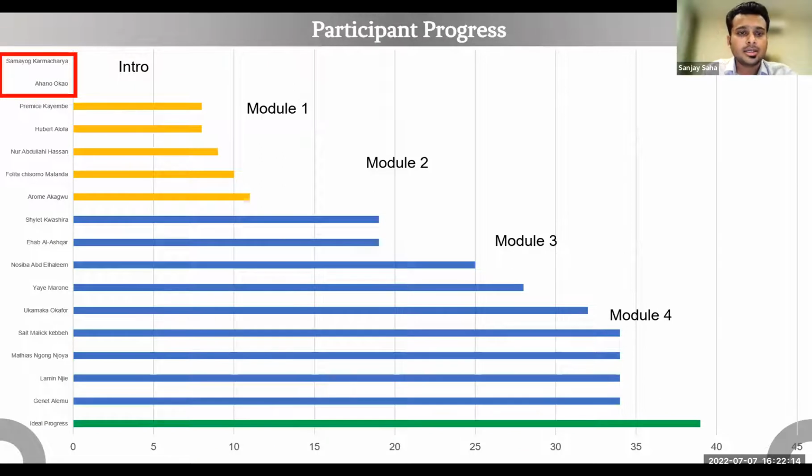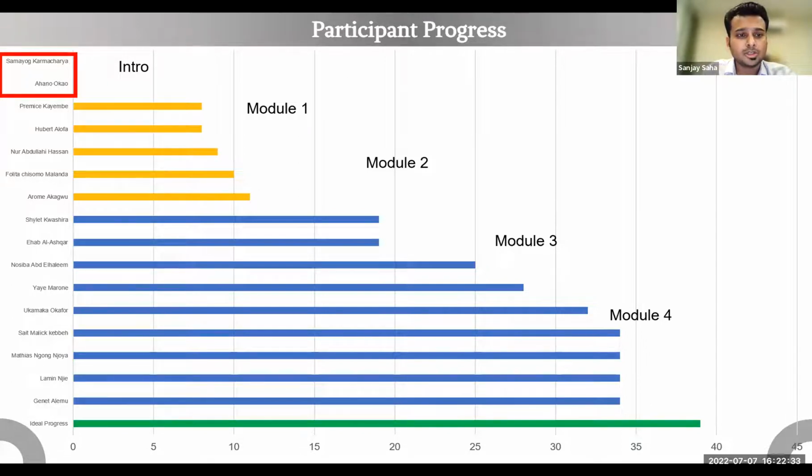So moving on, this is here the participants' progress that I was talking about before. On the green line, if you see the ideal progress somewhere until the mid of module 4, the majority of you are doing very well.